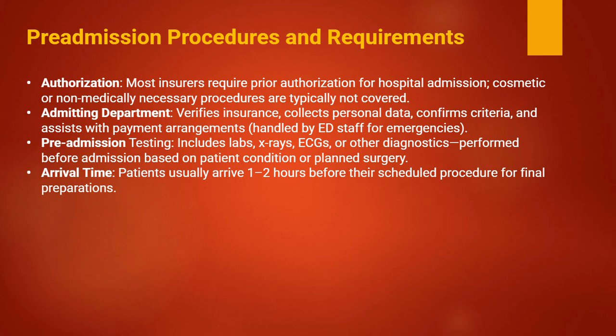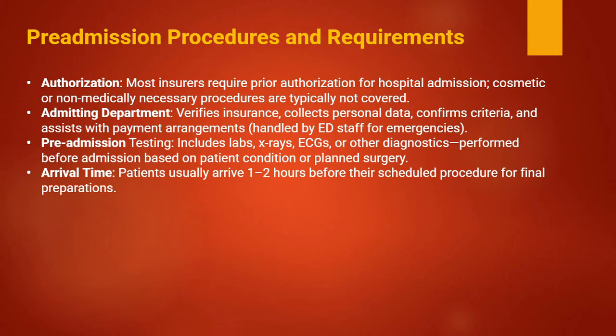Next, the admitting department plays a key role once authorization is complete. Admitting staff verify the insurance approval, collect personal and insurance information, and confirm all admission criteria are met. They may also help patients arrange payment for copays or deductibles. For emergency admissions, these clerical responsibilities often shift to the emergency department staff, who must complete them rapidly as the patient receives urgent care. Finally, pre-admission testing ensures the patient is medically ready for hospitalization or surgery.